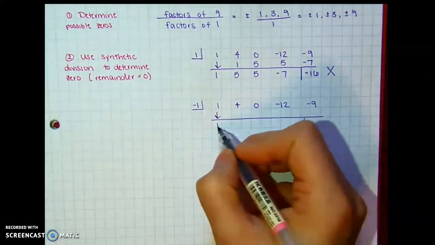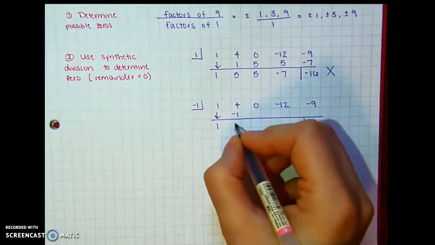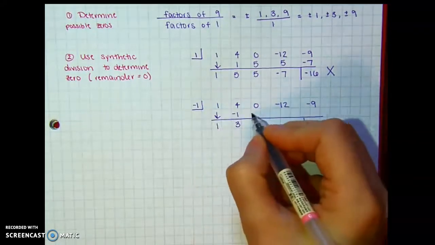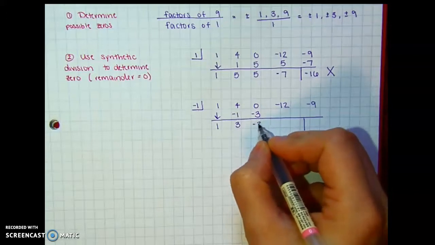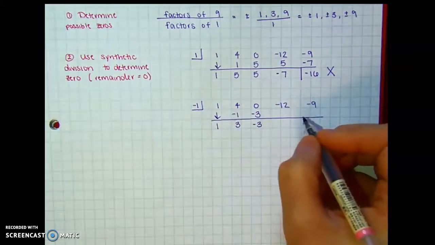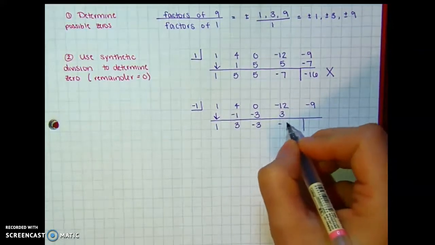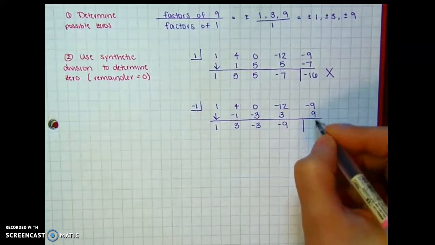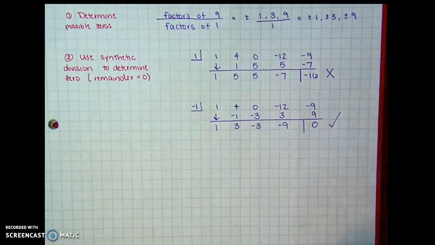All right, bring down the 1. 1 times negative 1. 4 plus negative 1. 3 times negative 1. 0 plus negative 3. Negative 3 times negative 1. Negative 12 plus 3. Negative 9 times negative 1. Negative 9 plus 9. So that's awesome. We have one of our zeros.